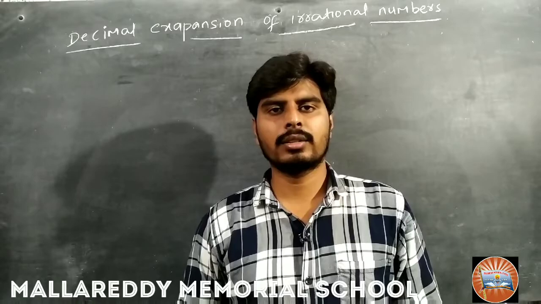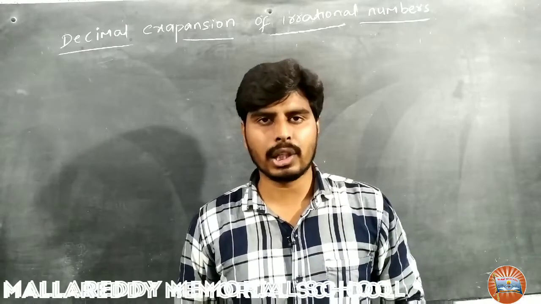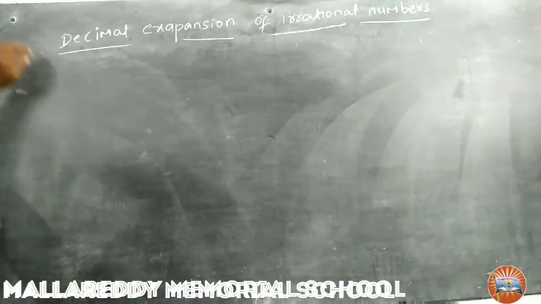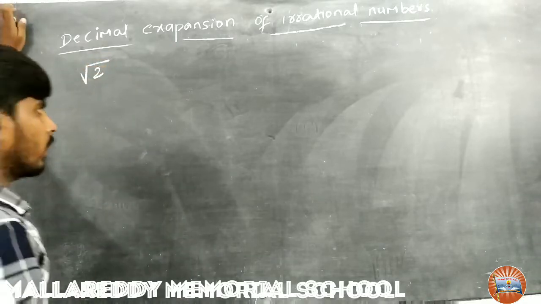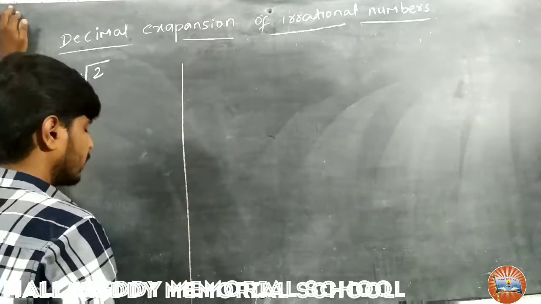This is Mahinder. Now we shall see the decimal expansion of irrational numbers. Let us start with root 2. So we have to find the decimal expansion of root 2. Right, we are using the long division method here.